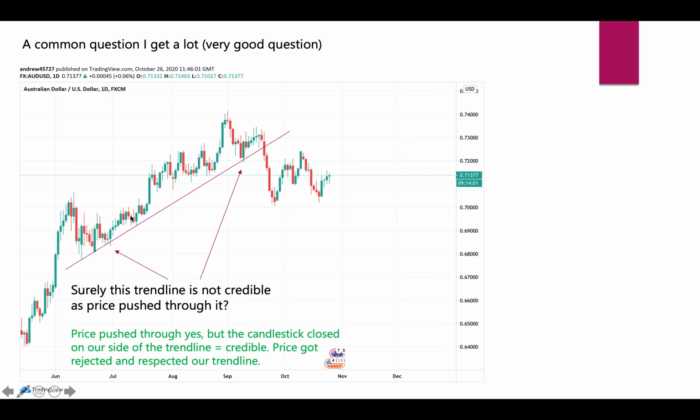So price got rejected and respected our trend line. That's what I talk about, the respect factor. That's what we're looking for. So it tried to break through, it couldn't, and it closed on our side. So it still makes it a credible trend line, all right?